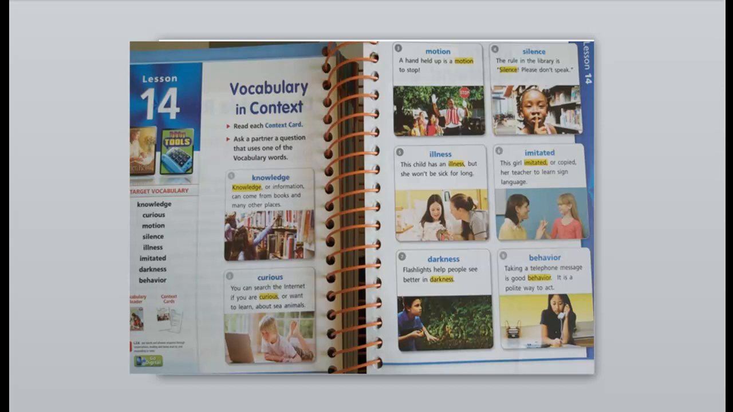Now behavior. Taking a telephone message is good behavior. It is a polite way to act. So taking a telephone message is a good behavior, meaning a good way of dealings for the person. A good way of communication, a good way of how the person behaves, okay? Okay, now let's continue to our selection. Okay, now let's go on.